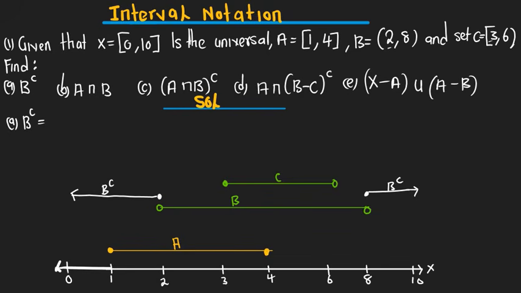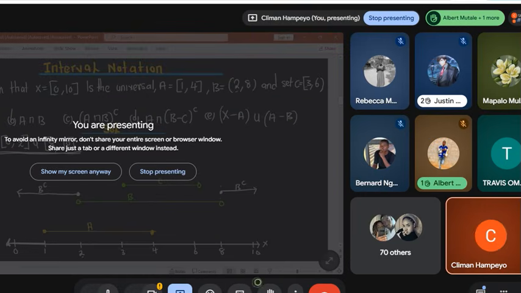So B complement is going to start from 0, 0 as part of the set. It's here, it's part of this set, 0, comma. Here, there is a closed circle at B, so 2 is going to be part of this set, right? Union, I go at the far end here. 8 is part of the set, comma, then it's going all the way to 10. This becomes your B complement. Is it hard? Simple.